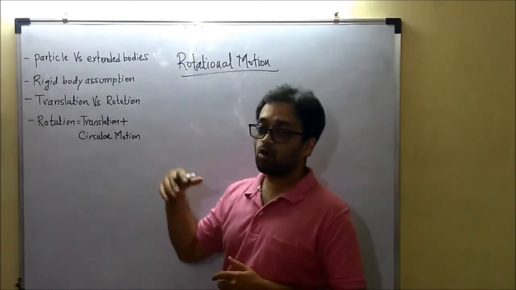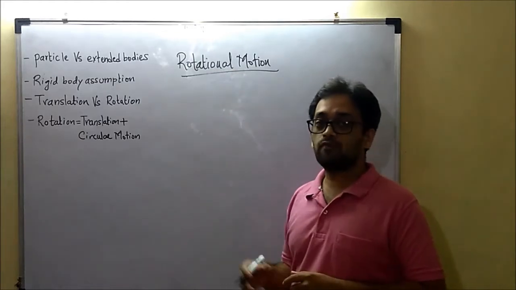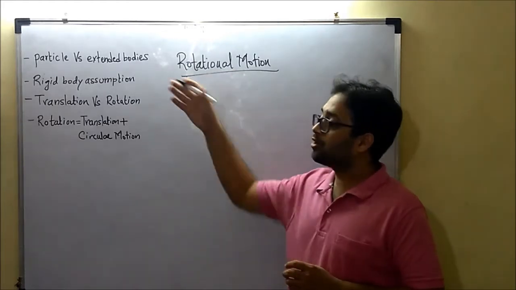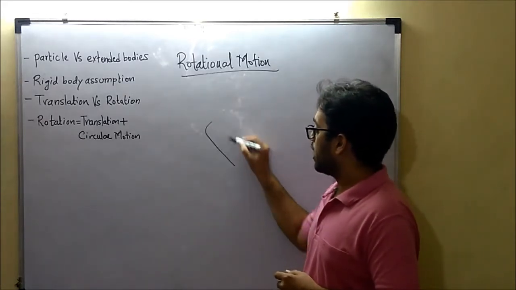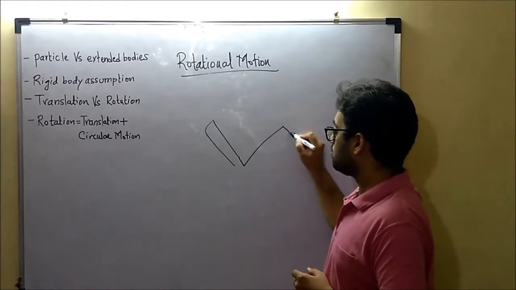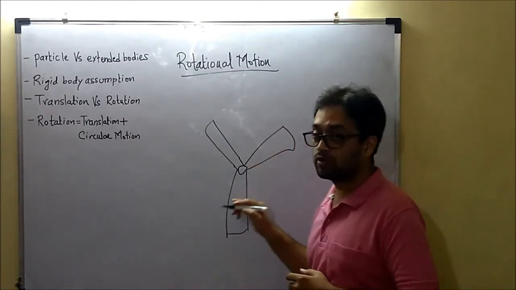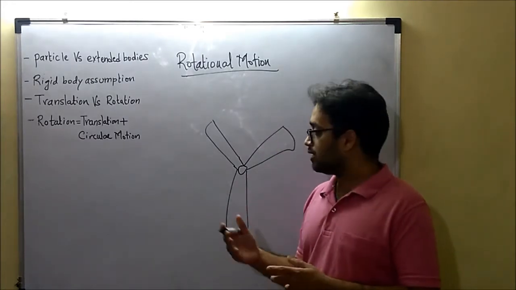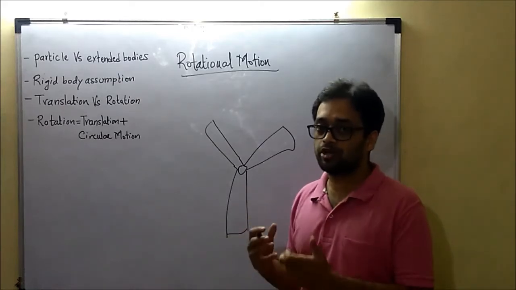Now, what is a rigid body assumption? While analyzing rotational motion, we make an assumption that all the bodies that we will be analyzing will be rigid bodies. What is the meaning of a rigid body? Let us say, for example, you are analyzing a ceiling fan, or a table fan, or a giant wheel in a circus, or a potter's wheel, or a spinning top. In all these cases, all these bodies that I was describing are the rigid ones.